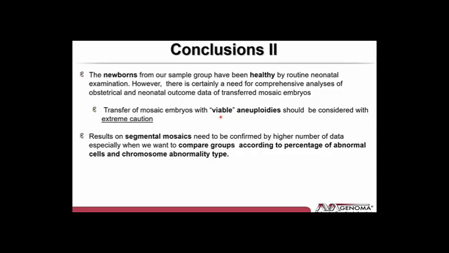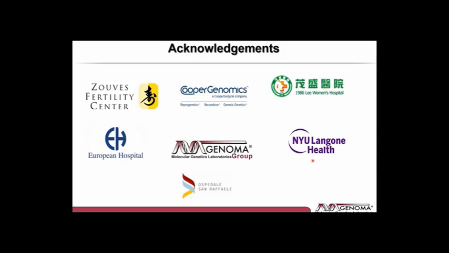In addition, transfer of mosaic embryos with viable aneuploidy should be considered with extreme caution. This is because we don't have right now sufficient data to draw any definitive conclusion about the outcome of such embryos. And also, results on segmental mosaics need to be confirmed by higher numbers, especially when we want to compare groups with different percentages of normal cells or with different types of abnormality.